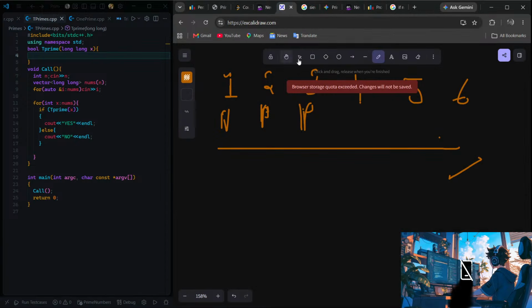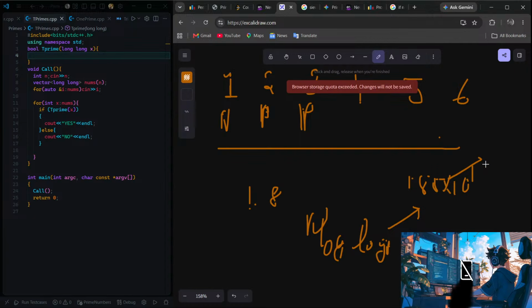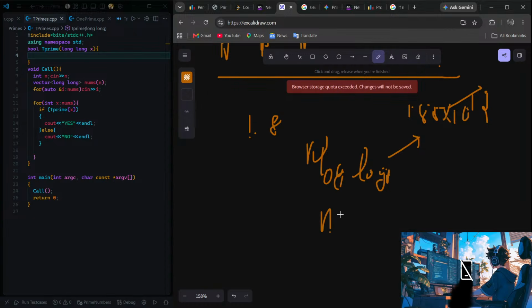So I was thinking that it will take n log n time, and it will be approximately equal to 1.85 into 10 raised to power 12 if n is equal to 10 raised to power 12. So maybe it will exceed the time. But let's try.